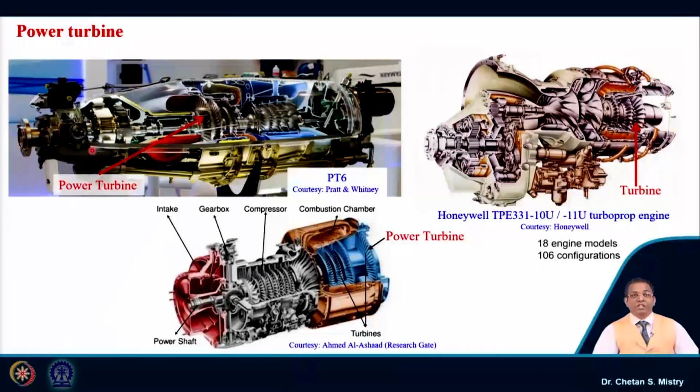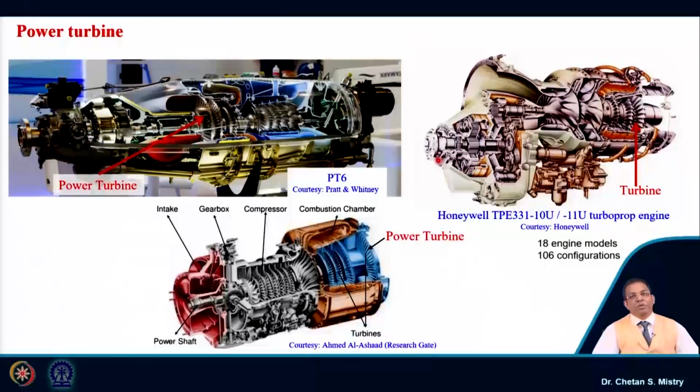Now here the purpose is not the generation of thrust by means of a nozzle. Here this is representing a very famous engine, that's the Honeywell engine. This engine has 18 models and 106 different configurations, and if you look carefully, in this case we have two centrifugal compressors, followed by the reverse-flow combustor, and then turbine stages. This turbine is used to rotate our compressor as well as our shaft.